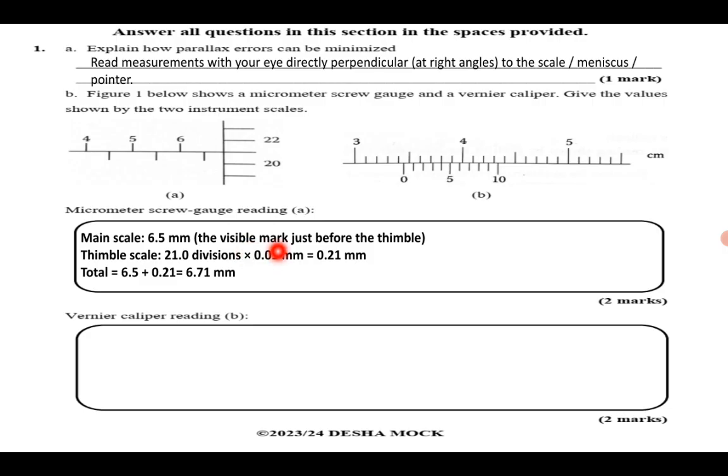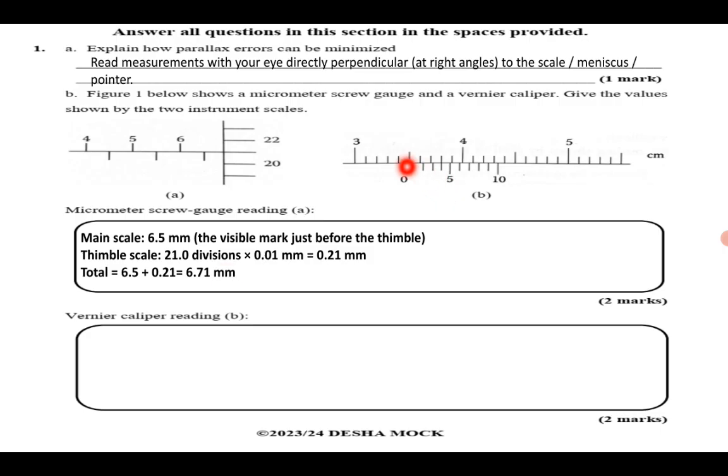So you multiply that by 0.01, which is 0.21. Then the final reading will be the sleeve scale, which is 6.5, plus the thimble scale, which is 0.21. So you get a total of 6.71 millimeters. So the reading there is 6.71 millimeters. Okay.